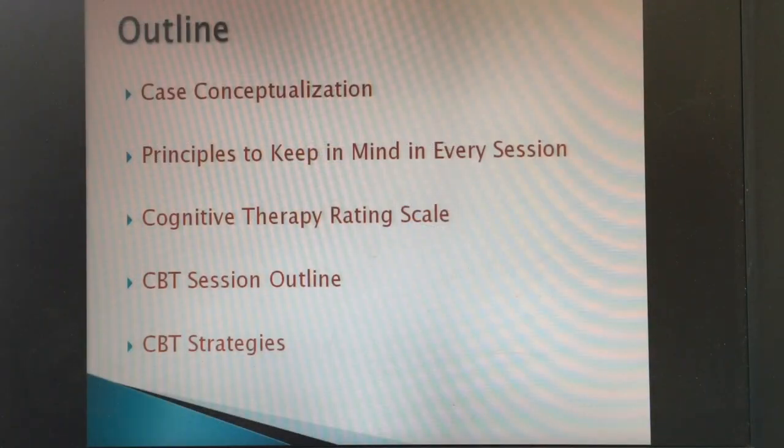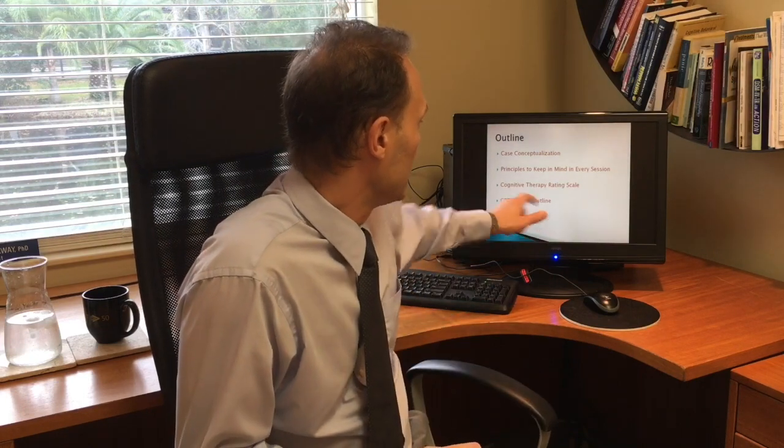So what we're going to be looking at today, the outline for today's presentation: we're going to look at case conceptualization. When you have a patient, how should you be thinking about that patient and their issues in order to direct the therapy to go in the most effective way? We're going to look at principles to keep in mind in every therapy session. To do that, we are using the Cognitive Therapy Rating Scale.